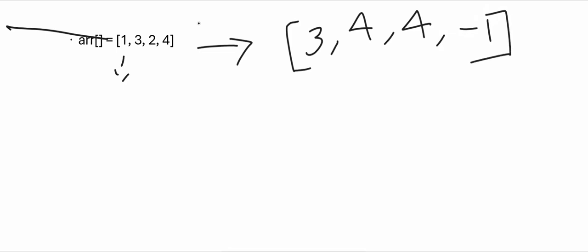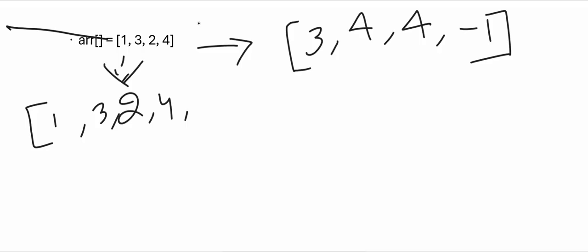But the case is, here we are supposed to consider this array as a circular one. Circular in the sense, consider this like this, 2, 4. So after the last one, we should get the first one itself.